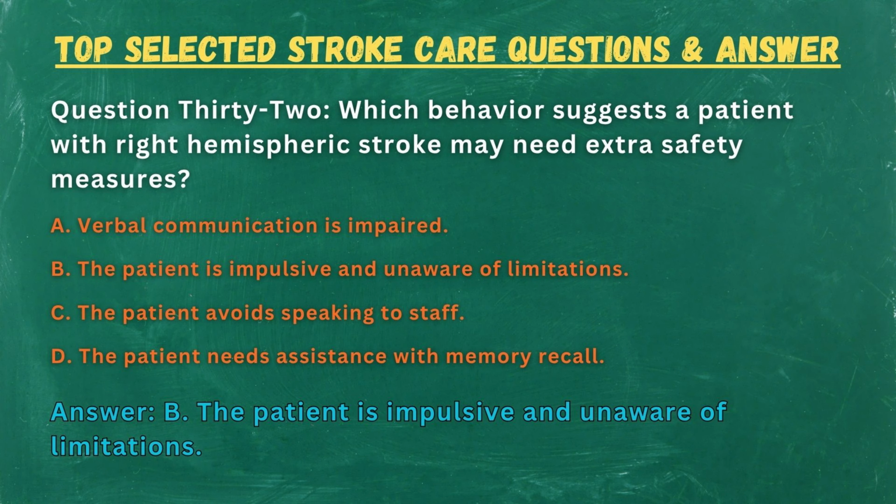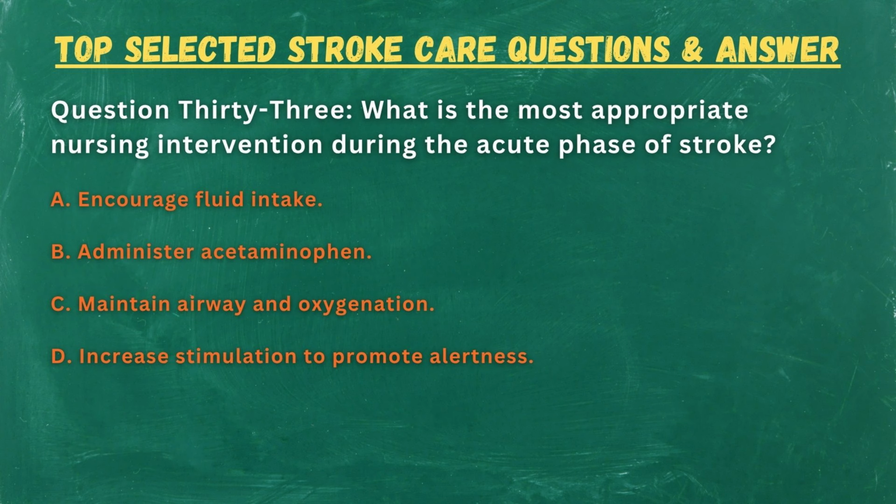Answer: B. The patient is impulsive and unaware of limitations. Question 33. What is the most appropriate nursing intervention during the acute phase of stroke? A. Encourage fluid intake. B. Administer acetaminophen. C. Maintain airway and oxygenation. D. Increase stimulation to promote alertness.